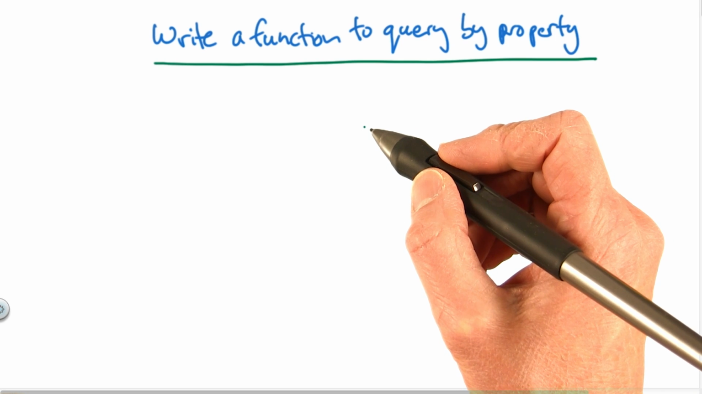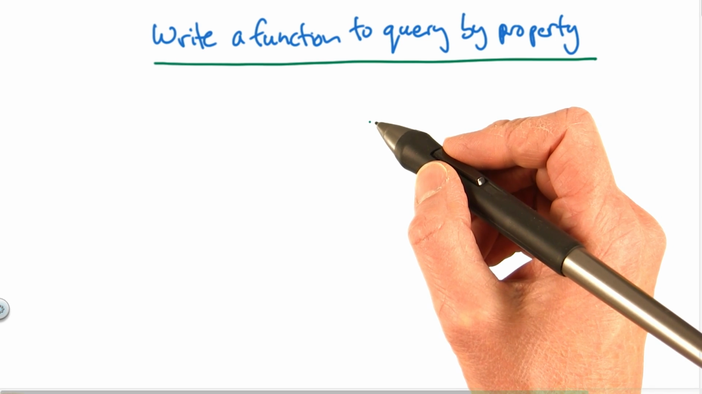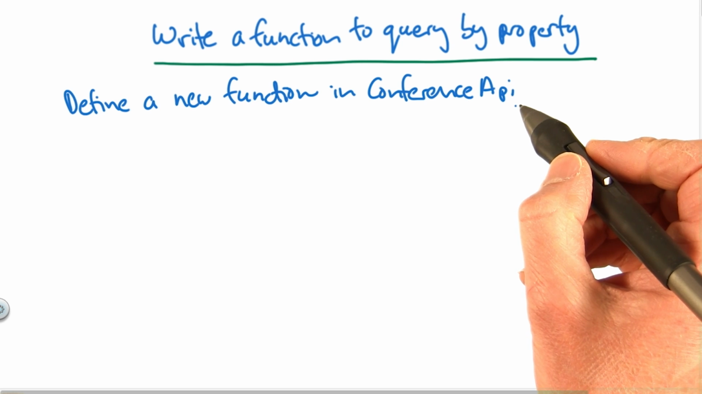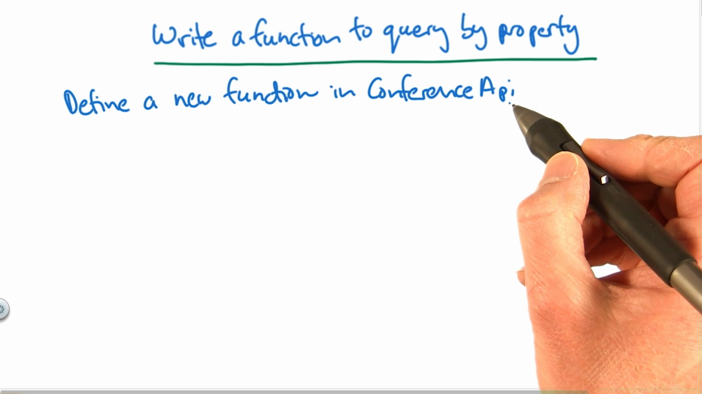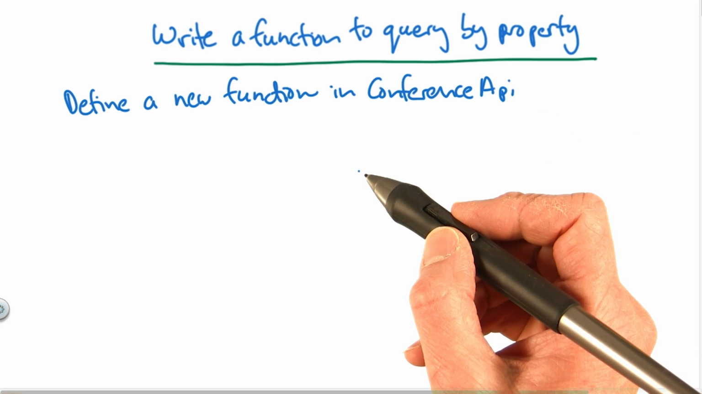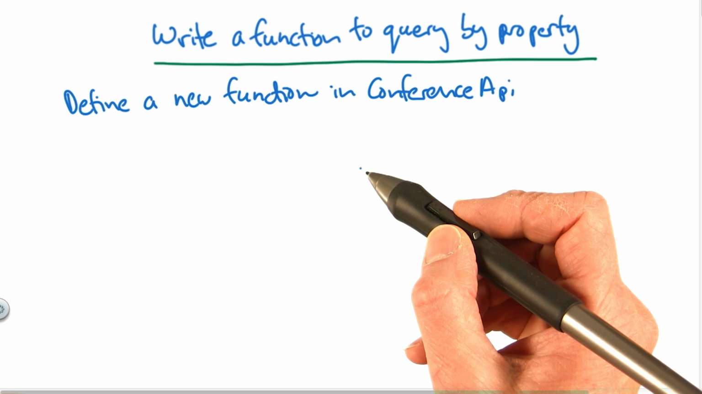To practice filtering queries by property, you're going to add a new function to the Conference API class. You can call the function whatever you like, maybe something like filter playground. The name doesn't matter because this function isn't going to be called by the UI. You'll be using this function to experiment with filters. You can think of it as a playground method for exploring queries.